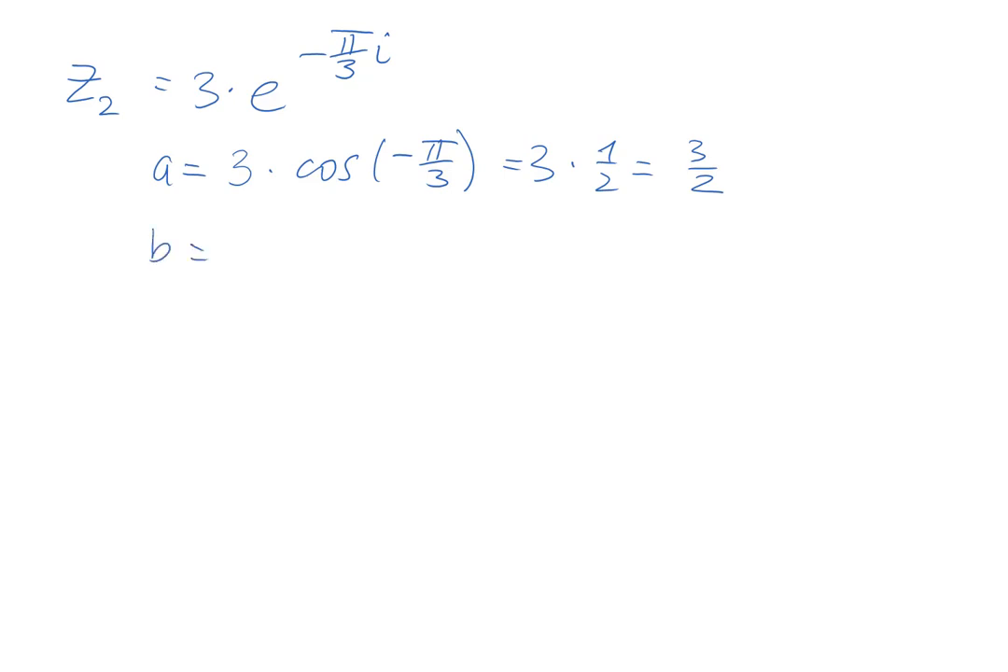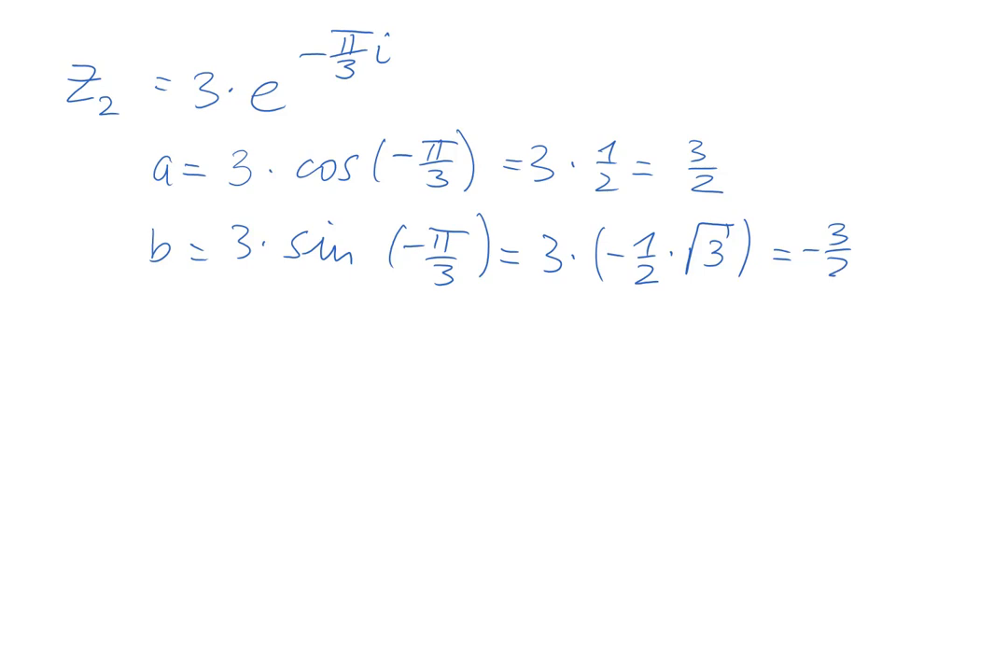B is 3 times sine of minus pi third, and sine of minus pi third is minus 1/2 times square root of 3. So this is minus 3/2 times square root of 3, and the number z2 can be written in the form 3/2 minus 3/2 times square root of 3 times i. Real part is 3/2 and imaginary part is minus 3/2 times square root of 3.